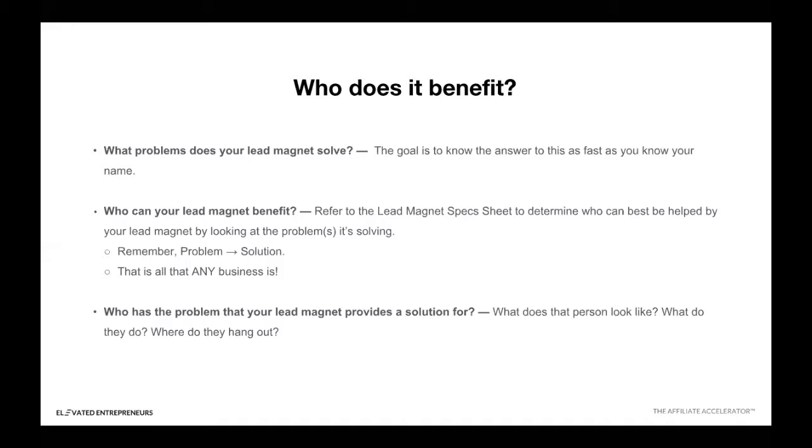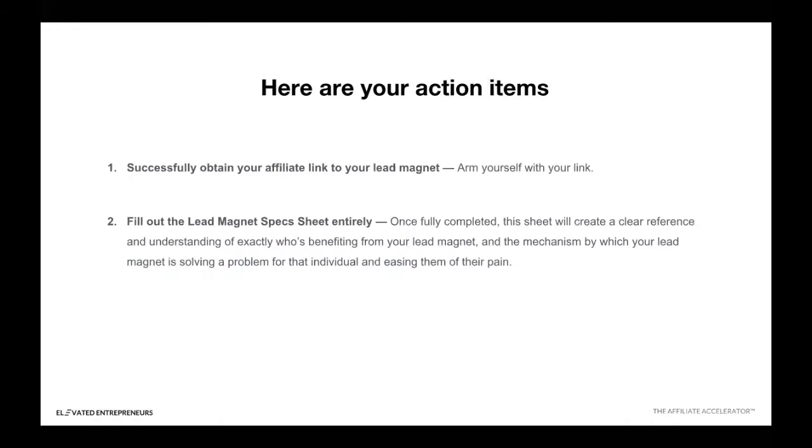Now, who has the problem that your lead magnet provides a solution for? What does that person look like? What do they do? Where do they hang out? We're going to dive into these questions a little bit deeper, but these are things you want to start thinking about. We're going to do another resource and worksheet on exactly where to find people like this, and we're going to talk about that more. However, right now, just really think in your head, what does this person look like? Refer to the sheet. Where do they hang out? What do they do for work?